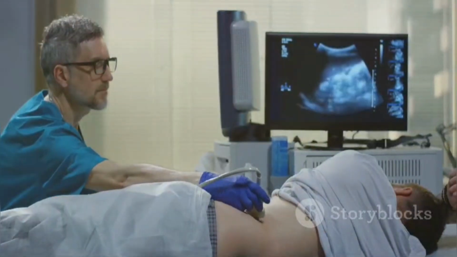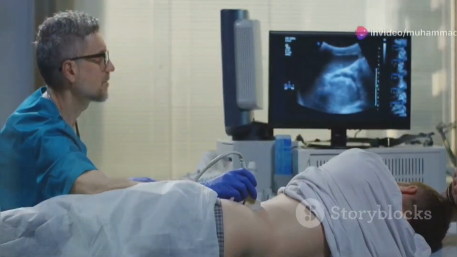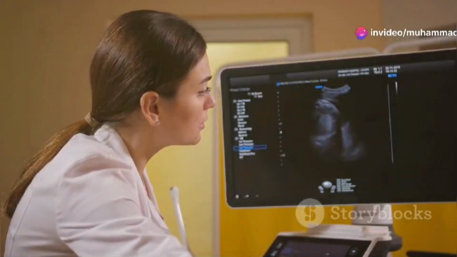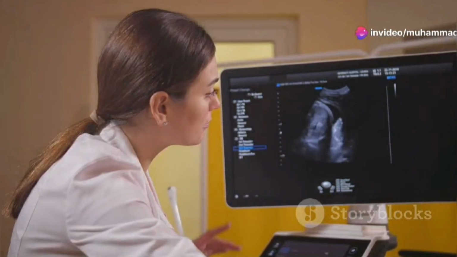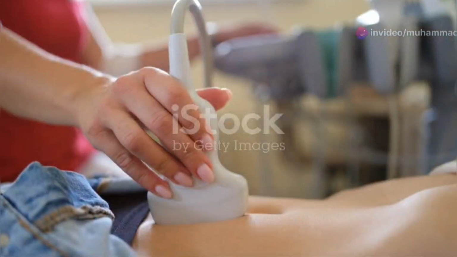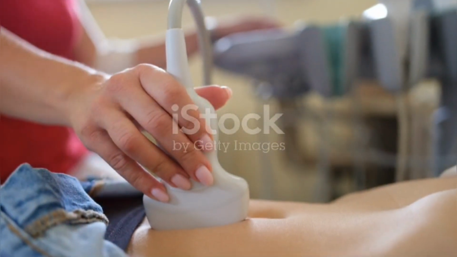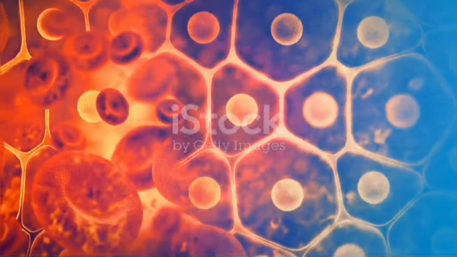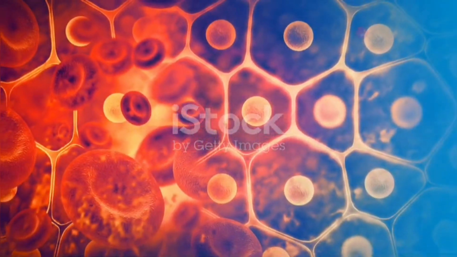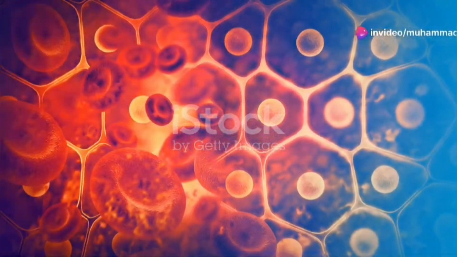This test uses sound waves to create images of the carotid arteries in the neck. It helps identify any narrowing or blockages that may have caused the stroke. An echocardiogram uses sound waves to create images of the heart. It can detect blood clots in the heart that may have traveled to the brain, causing a stroke.